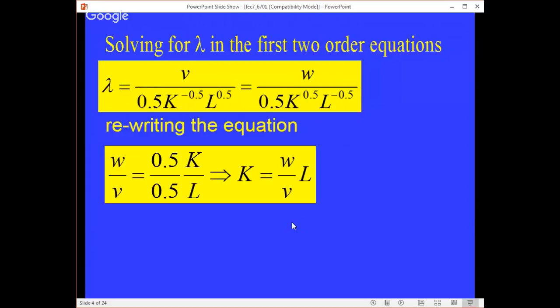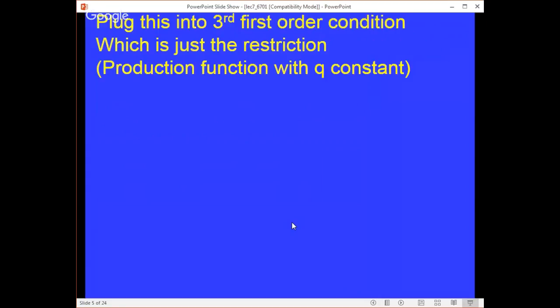Sorry about that. But okay, so now we have K in terms of L. We went through our ratio of input prices equaling the marginal rate of technical substitution, and we know the marginal rate of technical substitution is simply the ratio of marginal products. So what I want now is for you to plug in that equation that you have for K back into the third first order condition, which is our constraint.